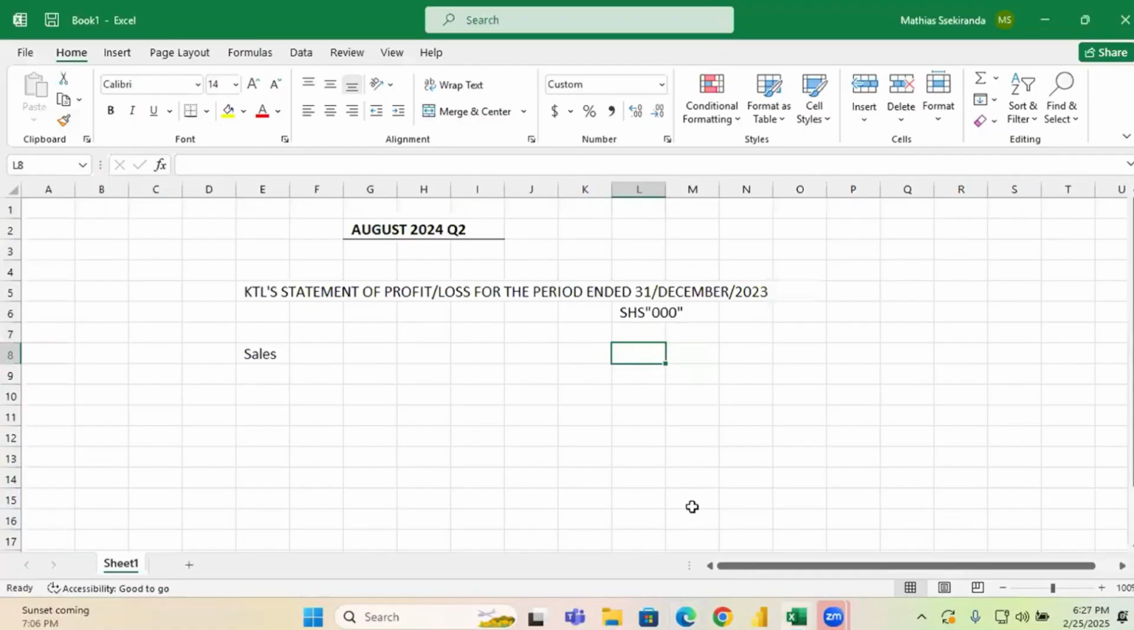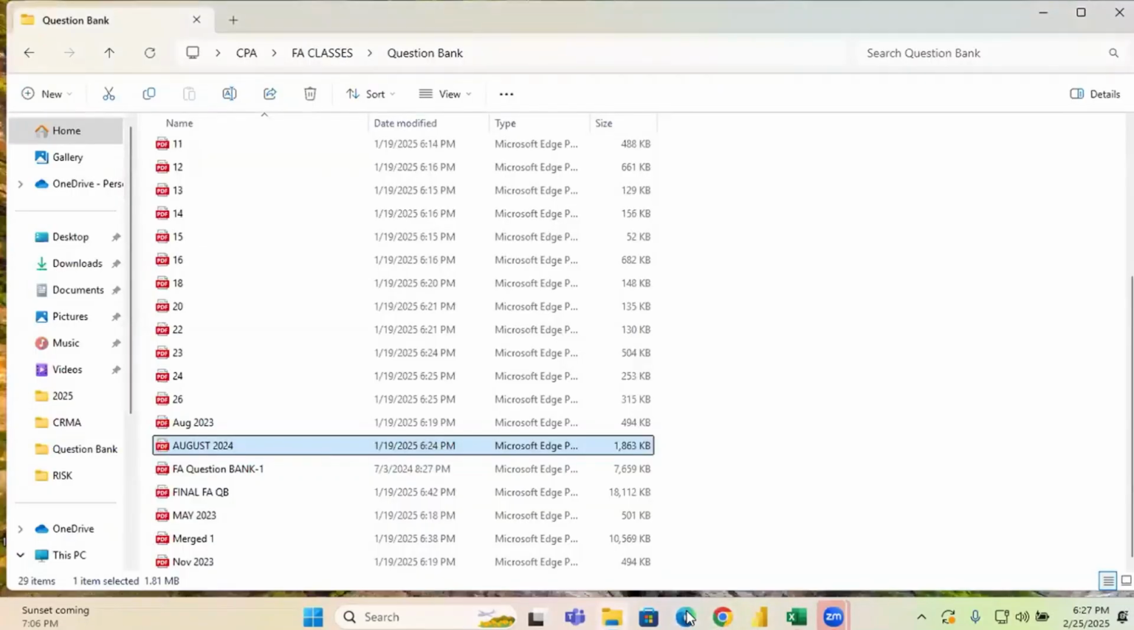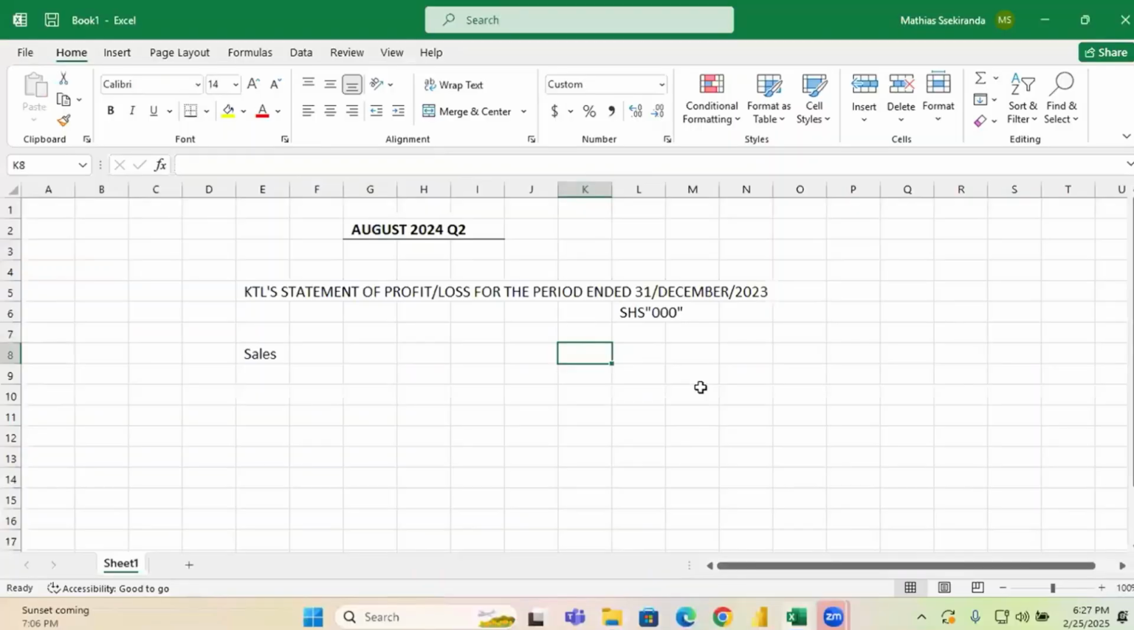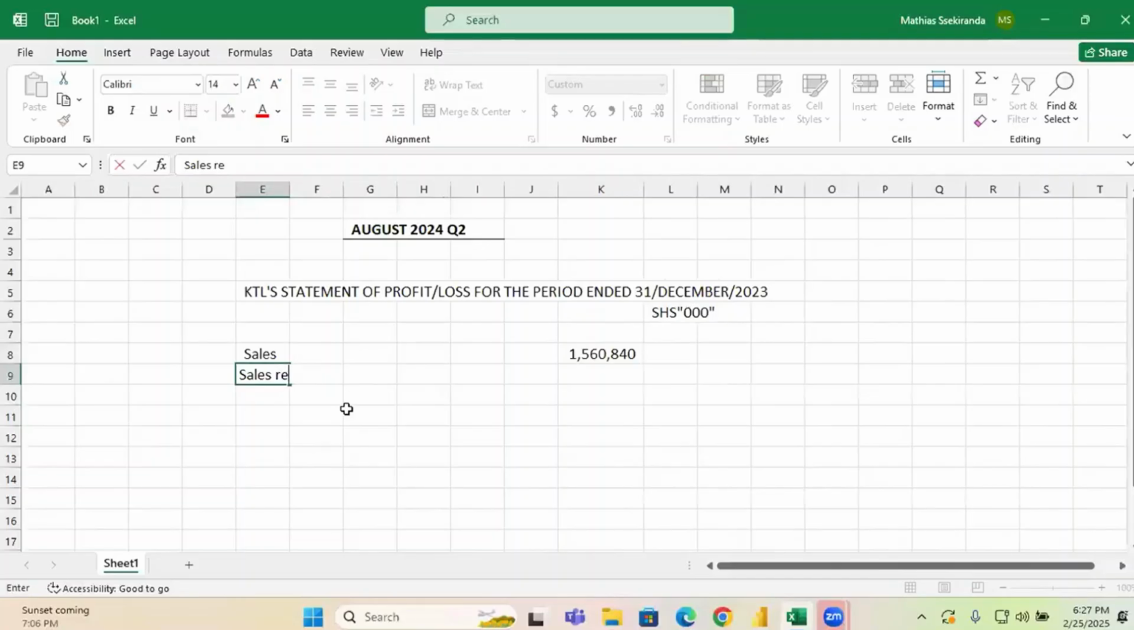Okay, now we are starting our computations. We begin with sales. Sales are always on the credit side, because since they were given on the same line with purchases, we always take the credit figure as our sales. So we bring the figure 1560,840 as our sales. The number has sales returns.